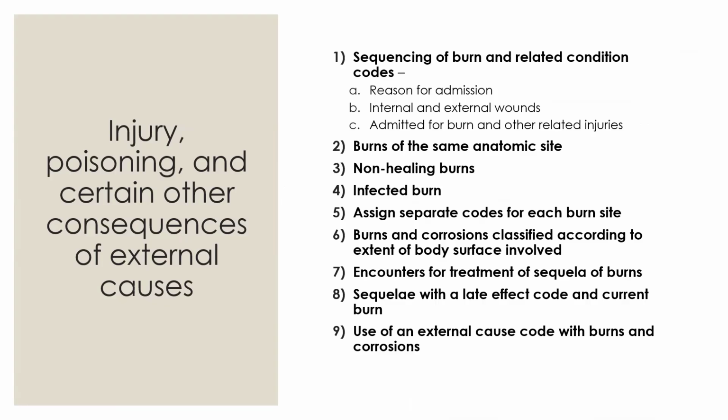Sequelae with a late effect code and current burn. When appropriate, both a code for the current burn or corrosion with the 7th character A or D and a burn or corrosion code with 7th character S may be assigned on the same record when both a current burn and a sequelae of an old burn exist. Burns and corrosions do not heal at the same rate, and a current healing wound may still exist with a sequela of a healed burn or corrosion. For additional information, see section IB10, sequela or late effects.